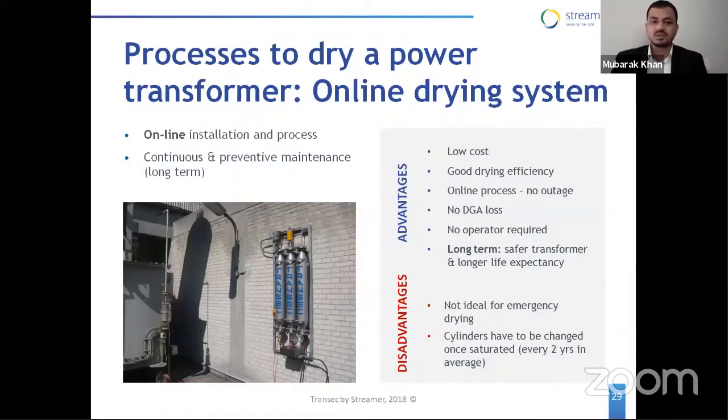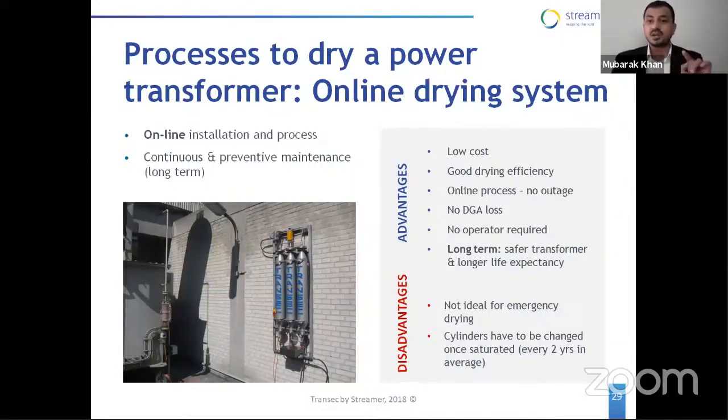Okay, with this system, it is a low cost. It is very cost effective. It has a very good drying efficiency. It dries the transformer oil as well as the paper confidently 100% without any drawbacks. Okay. There is no DGA data loss in this particular method. This is the only method which can ensure your DGA data is maintained without any disturbance.